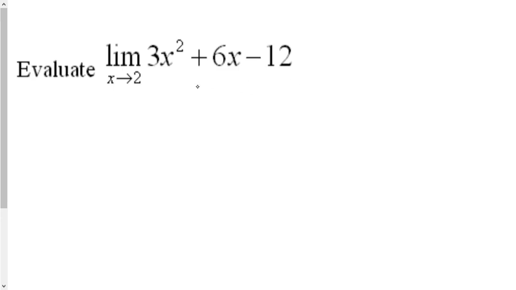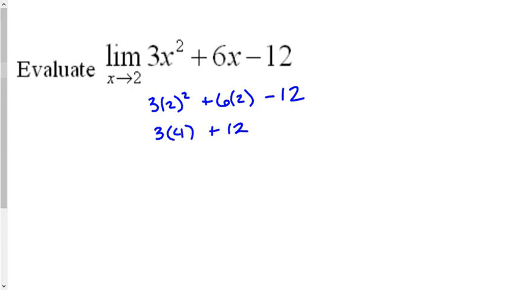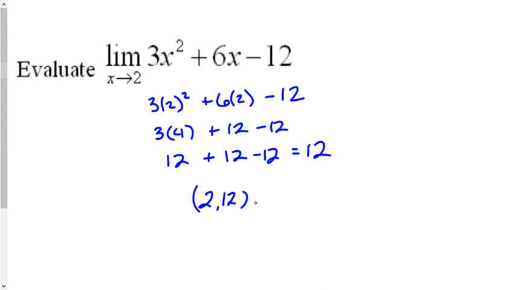This one looks pretty straightforward. Evaluate the limit as x approaches 2 of this graph. And this is going to be a parabola. So if I put a 2 in, we're just going to use direct substitution to start out with. Then I get 12 plus 12 minus 12 equals 12. That's it, right? We got a finite number. We got a number coming out. So (2, 12) is a point on this graph, and this limit is just 12. That's nice and straightforward.